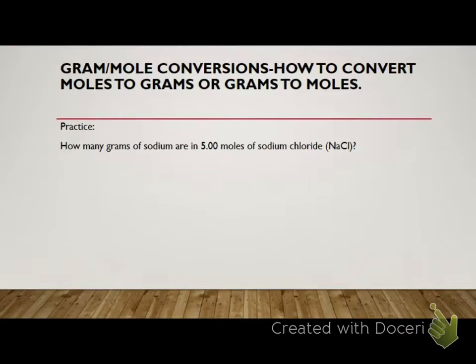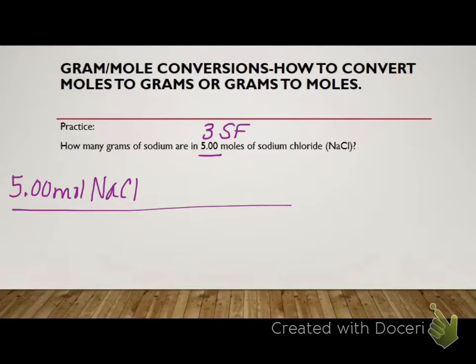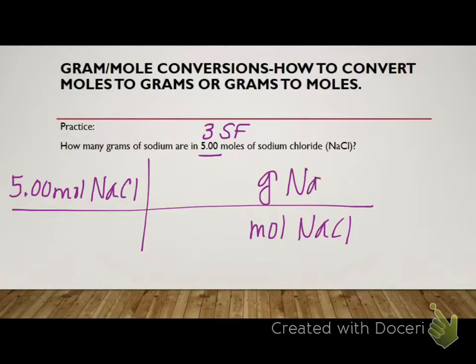So this one is, you have 5 moles of sodium chloride. So immediately I'm going to say I'm going to need 3 significant figures in my answer because that has 3 significant figures in the given. So I'm going to say 5.00 moles of sodium chloride. I want to get rid of moles of sodium chloride, so I'm going to put it on the bottom, and I'm going to go to grams of sodium chloride. 1 mole, because it's always grams per 1 mole.